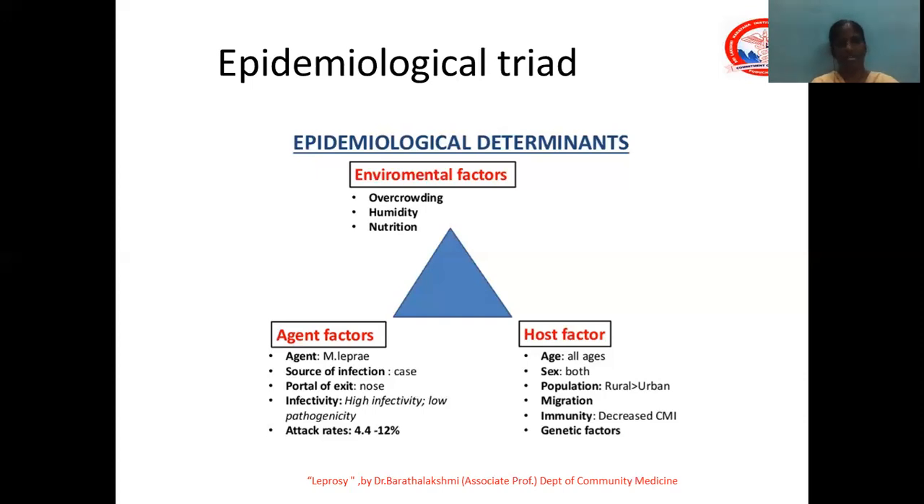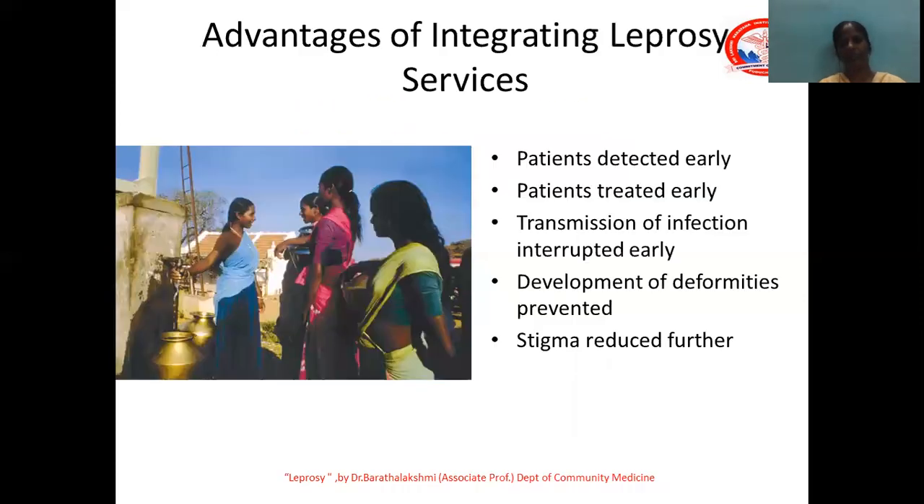And of course, skin to skin direct contact is also possible. Overcrowding flares up the infection, as do humidity and the nutritional status of the individual. The better the nutrition, the better the immunity. The lower the nutritional status, the higher the infection rate. So that's the epidemiological triad for leprosy.